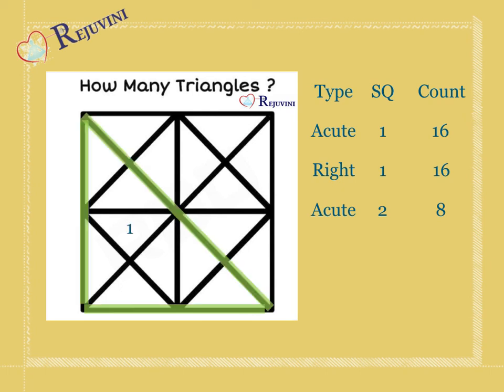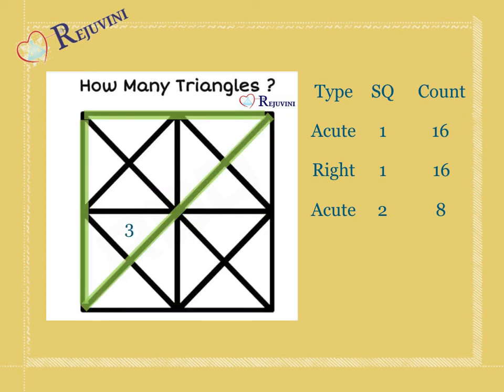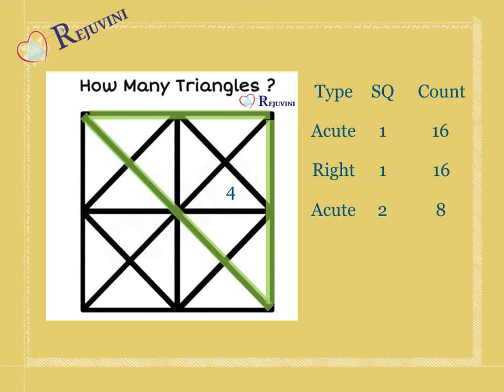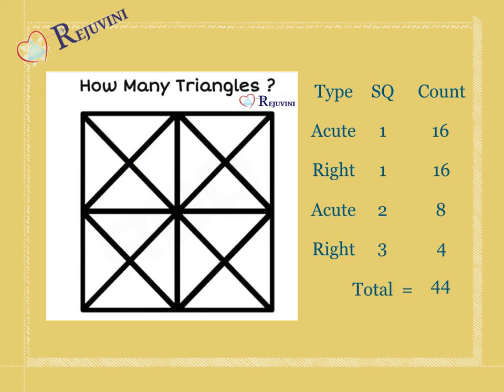And coming to the last part, this is a right angle triangle that spans across three squares. Now, if we count the number of triangles like these, we can see there are 4 such triangles. So we can see all these types of triangles exist, and if we count, the total comes out to 44.